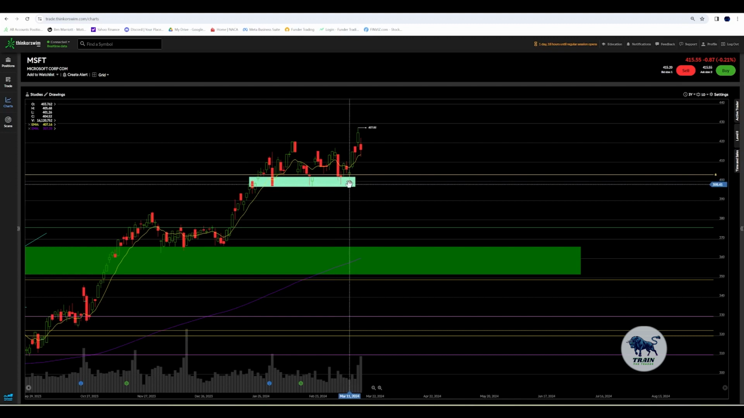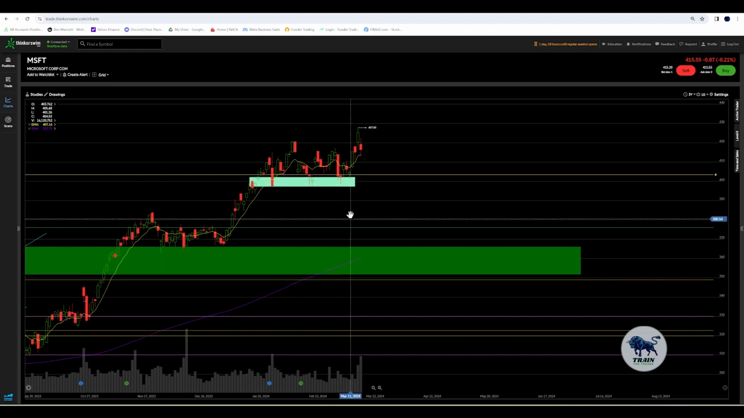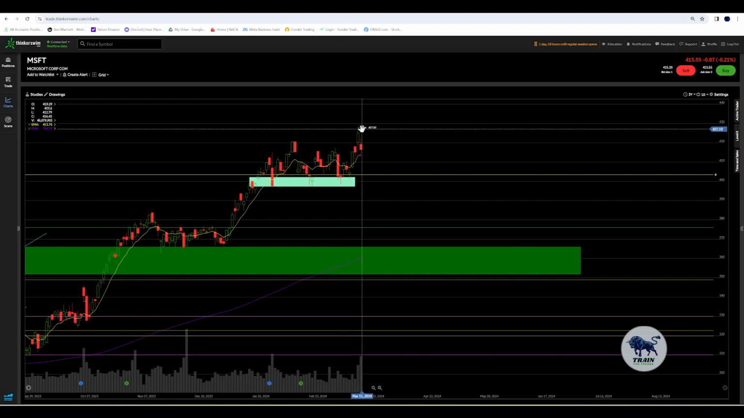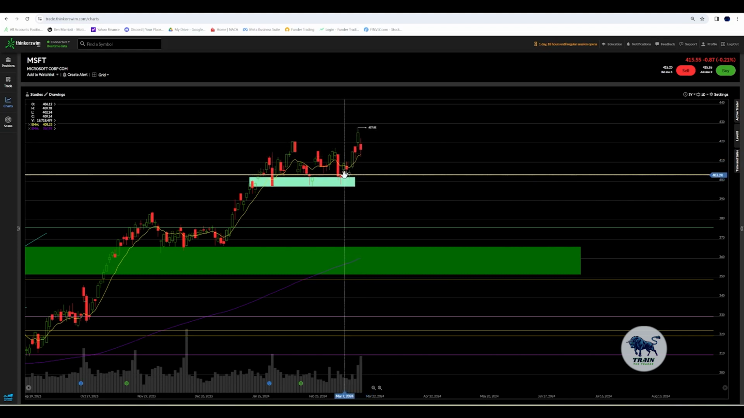So I'm anticipating a continuation to the upside because we're above the 200 EMA. We're looking to cross this 9 EMA to the upside, which indicates a bullish move. So I placed the trade at the end of the day on this day. Price range right around 404.